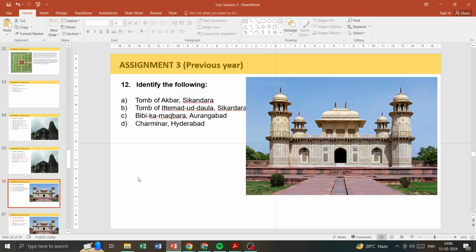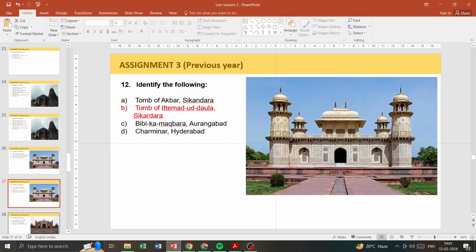And it is heavy in ornamentation, very visible, and also you see the center with the Bangla roof or the big chhatri. That is something that has been inspired by the Rajputana architecture and which was translated here. So our answer is Tomb of Ittimad ud Daula, Sikardara.